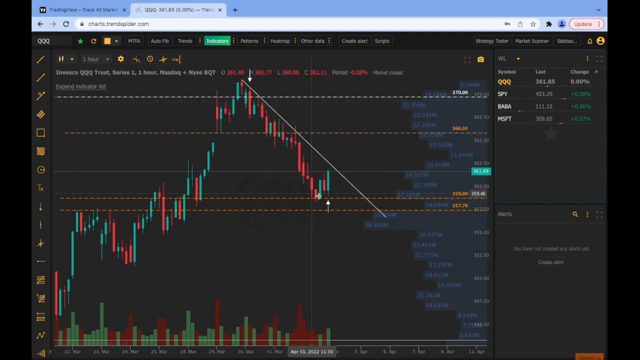Notice there, this last hourly candle here on QQQ is a bullish engulfing candle, pretty decent volume. So that's one thing to note. We also have this trend line, which I'll talk about with patterns here in a second. If we can break above that trend line, you're targeting 366, 368, and 370. But that's how I really use candles.